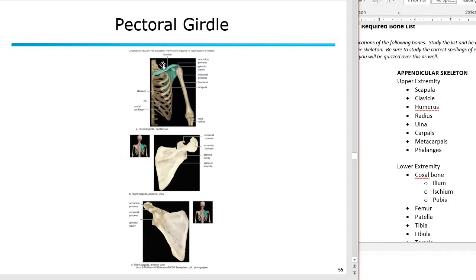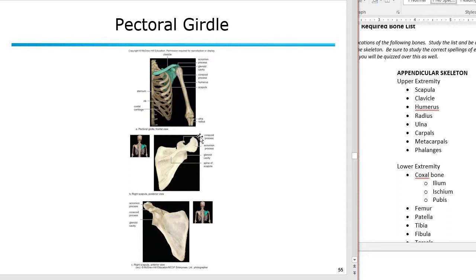So if we look here, this is our pectoral girdle. We have two clavicles, also known as collarbones. Here's our clavicle. Notice the spelling of clavicle. On the quiz you're going to have to be able to spell these right. Many students miss clavicle. They'll spell it with a C-A-L or C-E-L, but notice it's C-L-E at the end, clavicle.